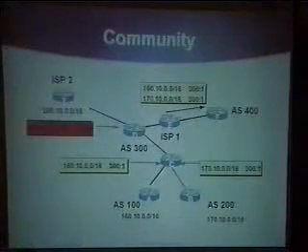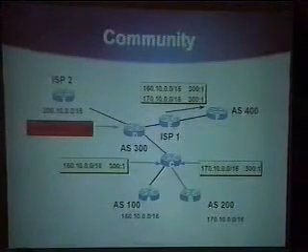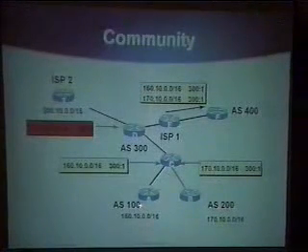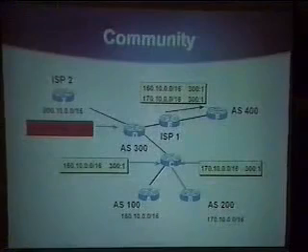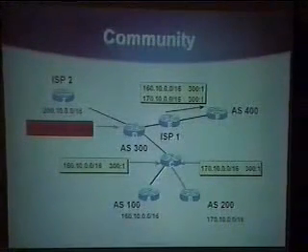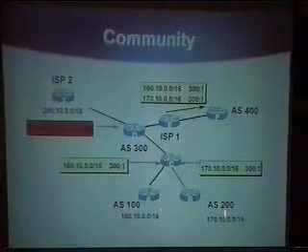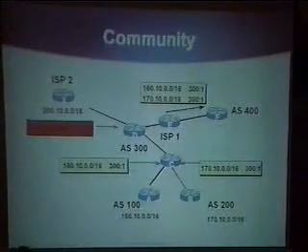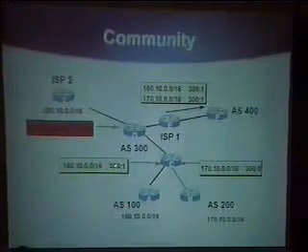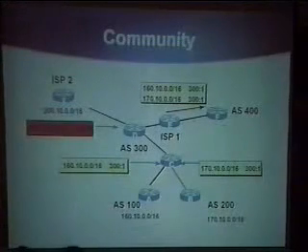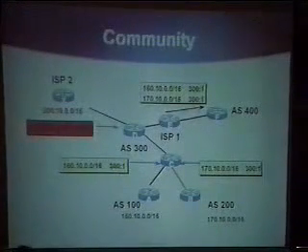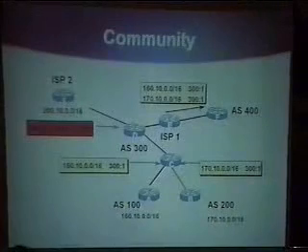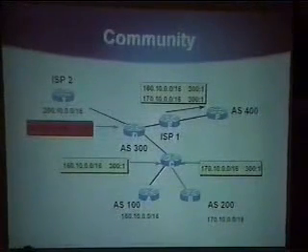Here's a simple example. We've got this ISP here, ISP1. He's AS300. He's got some customers, AS100 and 200. These customers are announcing prefixes into his network, and he's tagging these prefixes with community 300:1. That's a representation. Internet convention is that the first number here is your autonomous system number. The second number there is something between 1 and 65535 that you can do with as you wish.